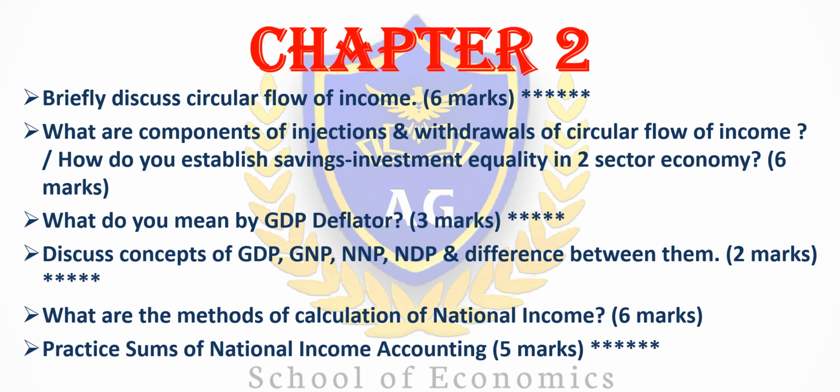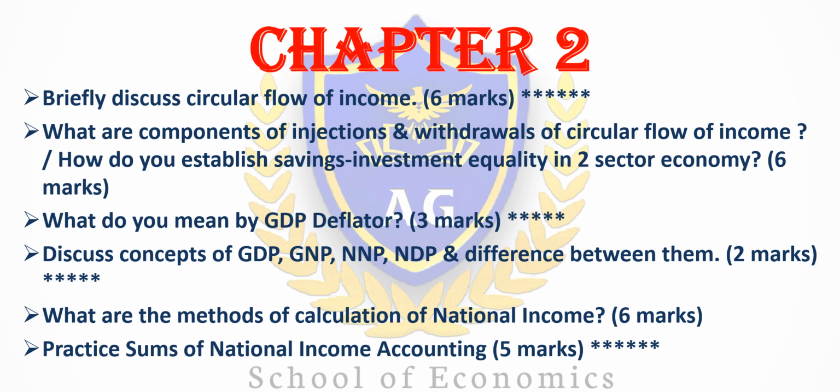Or this question may be stated like how do you establish savings investment equality in a two sector economy? This is also a 6 marks question. Next question is what do you mean by GDP deflator? Next question is discuss some concepts of GDP, GNP, NNP, NDP and the difference between them. Here they may ask you questions like the difference between GDP and GNP, nominal GDP and real GDP, GDP at market price and GDP at factor cost.